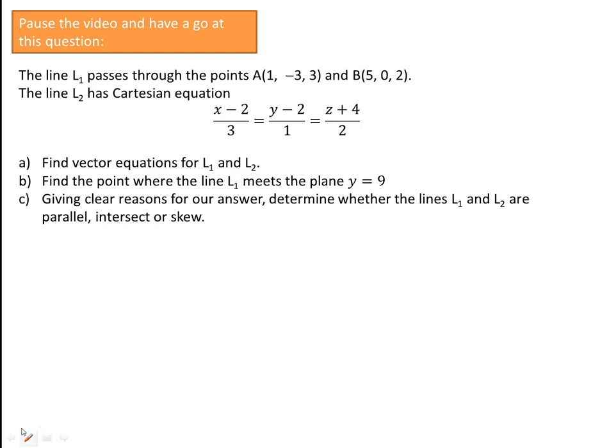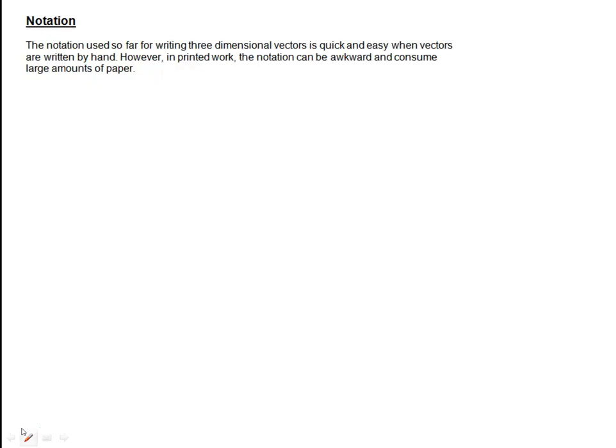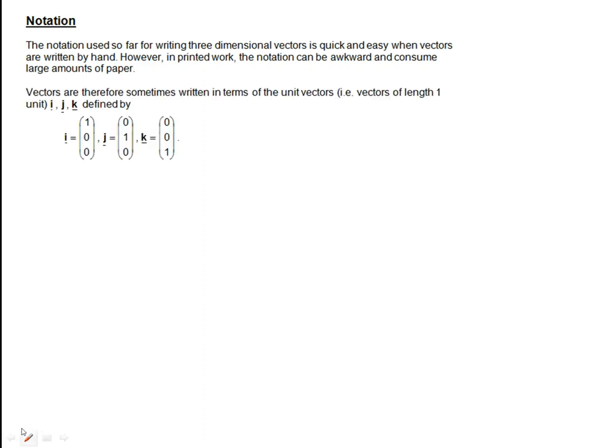Now there's just one last point I want to make on this video, and this is a question of notation more than anything else. We've been using column vectors to write our three-dimensional vectors and indeed our two-dimensional vectors. When we're trying to print vectors, it's very useful to have a shorthand which doesn't require 3 lines of print. So we introduce the vector i, which is the vector (1, 0, 0), the vector j, which is the vector (0, 1, 0), and the vector k, which is the vector (0, 0, 1).